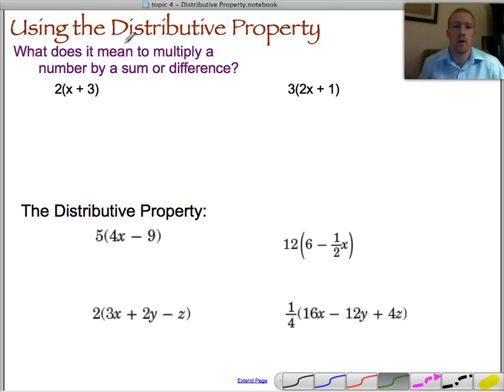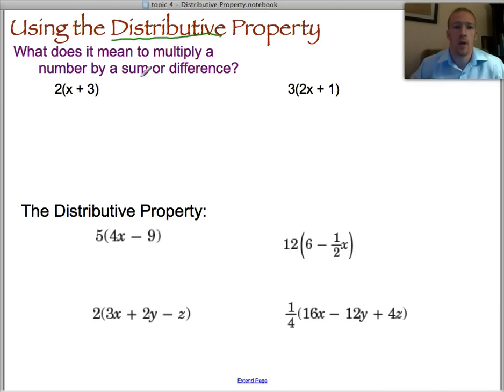All right, very key. I'm sure you've seen it before. But what does it mean to multiply a number, or this could be a variable or a number out here, by a sum or difference? So, addition or subtraction here. Basically, what it means is you have to multiply the 2 to everything in the parentheses.